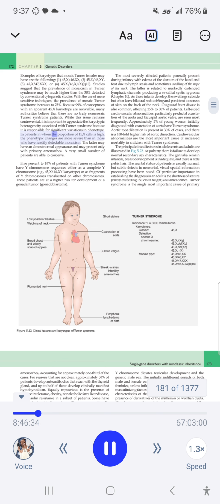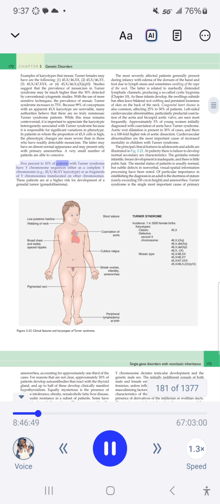In patients in whom the proportion of 45,X cells is high, the phenotypic changes are more severe than in those who have readily detectable mosaicism. The latter may have an almost normal appearance and may present only with primary amenorrhea. A very small number of patients are able to conceive.